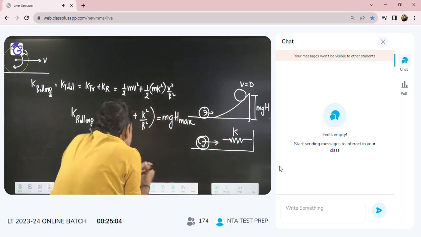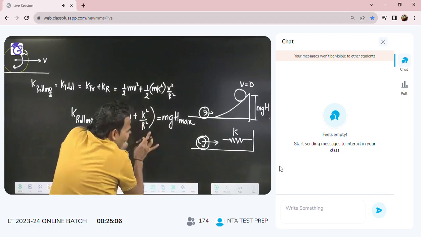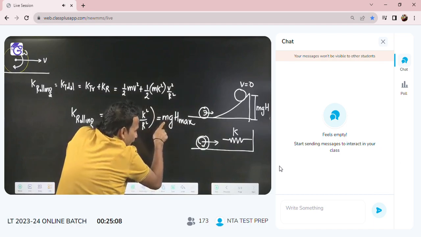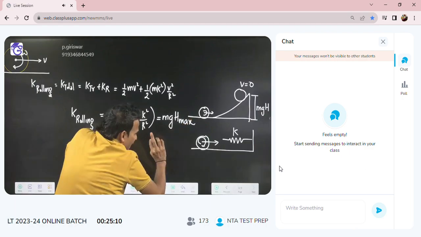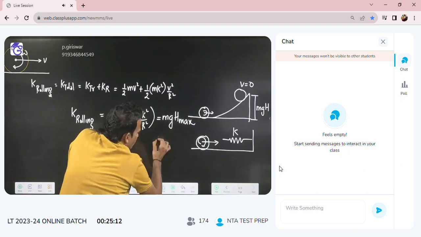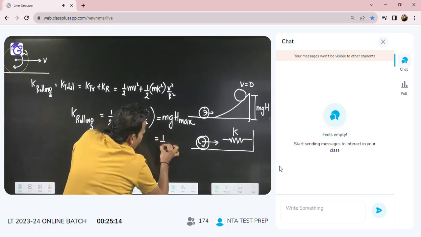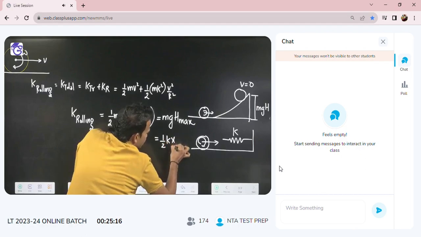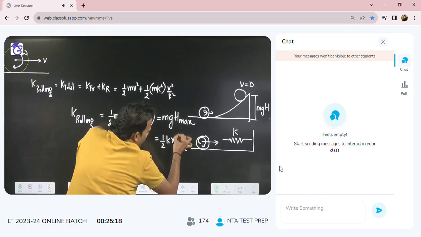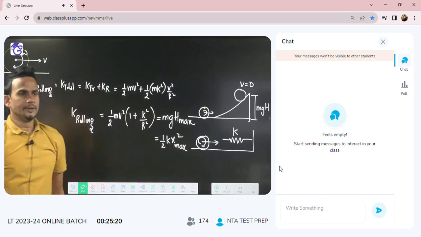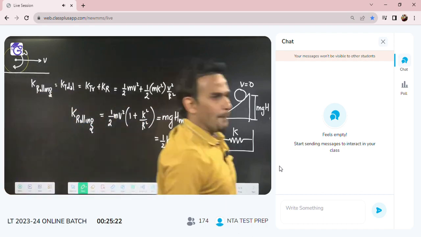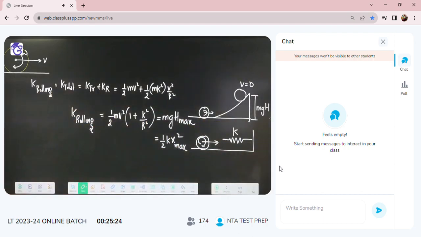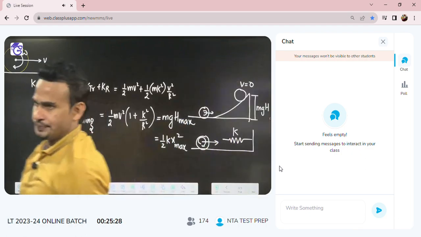So always remember, the same energy you wrote as mgh max for height, for the spring will be equal to half k x square, that is, maximum compression square. The spring will be compressed and this entire energy will convert to half k x max square.